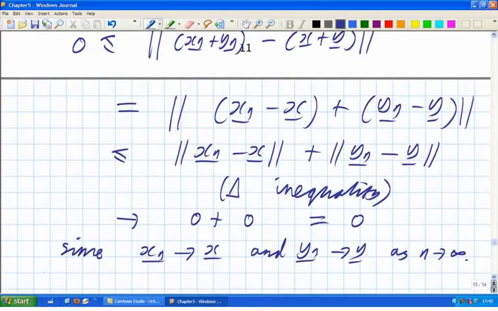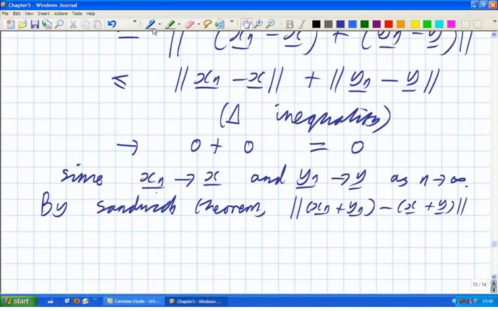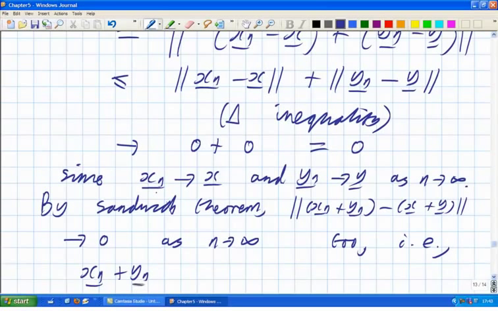So by the sandwich theorem, that sequence tends to zero as n tends to infinity as well. And that's exactly the definition of xn plus yn tends to x plus y as n tends to infinity. The distance to your target limit tends to zero. So that does that one.